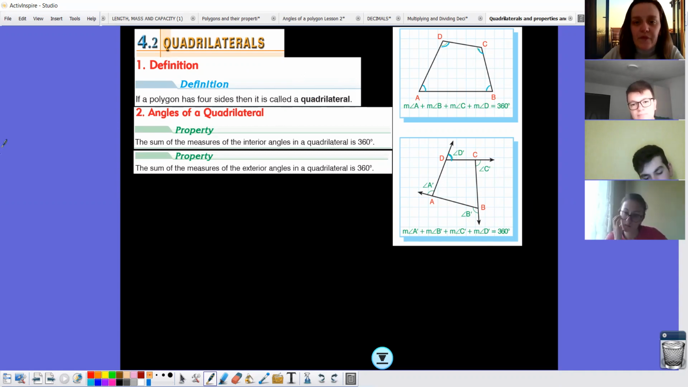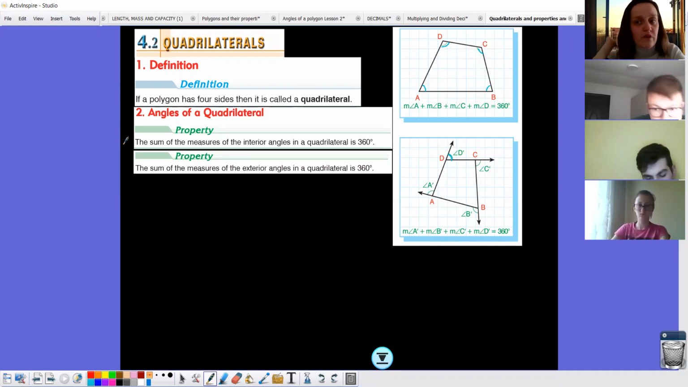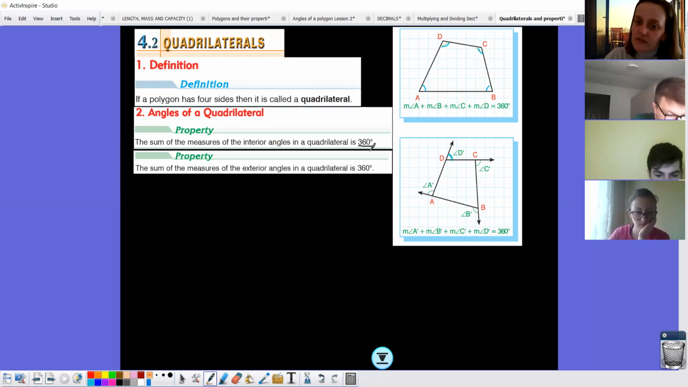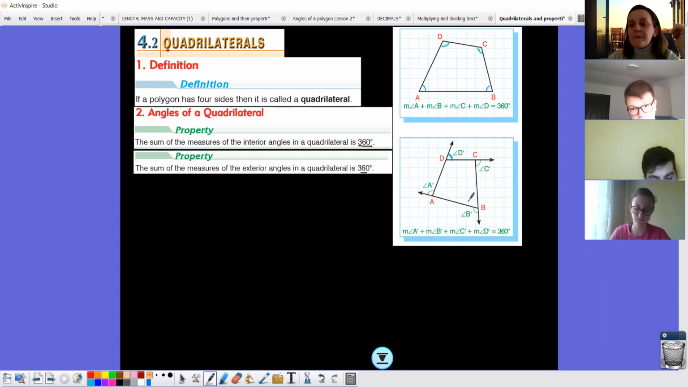So here we have some properties, and from the general properties of polygons, we know this. The sum of the measures of the interior angles in a quadrilateral is 360, and the sum of the measures of the exterior angles in a quadrilateral is 360. In quadrilaterals, the interior and the exterior sums are the same. So here, in these 2 shapes, the interior angles and the exterior angles are shown, outside. Their sum is 360. Is it okay?